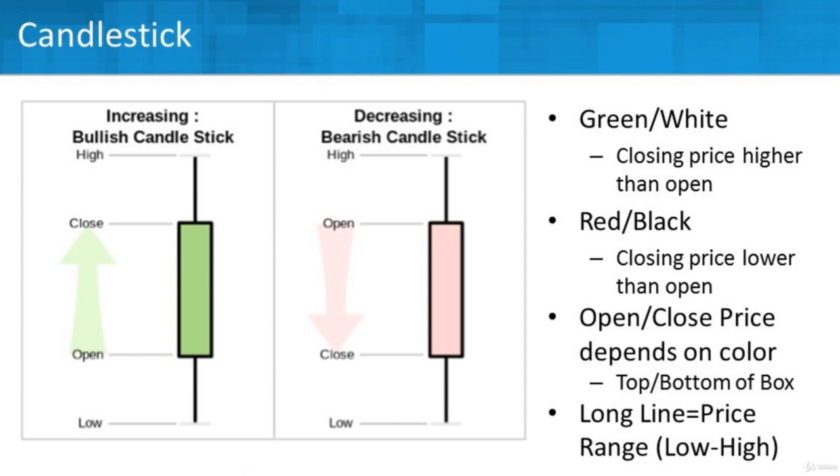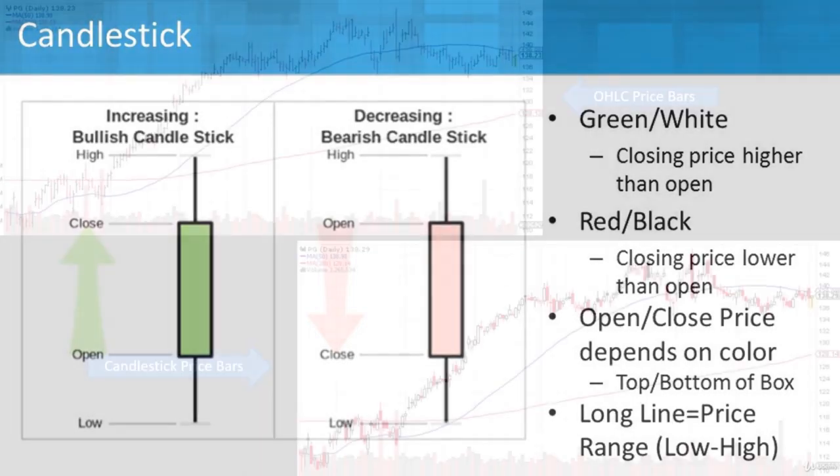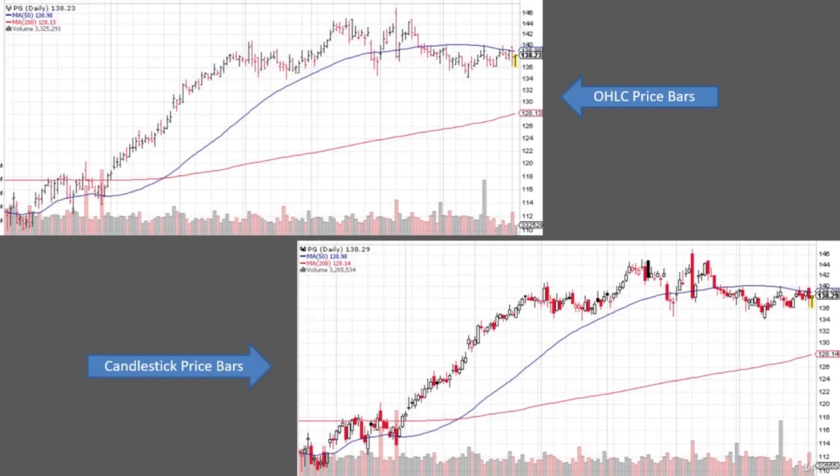The open and the close depend on the color. They'll be at the top and the bottom of the box, and that indicates the color depending on what happens. But your lows and your highs will always stay the same. Your high will always be the top wick, and your low will always be the bottom wick, as far as the price ranges.